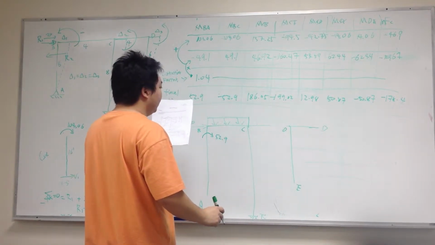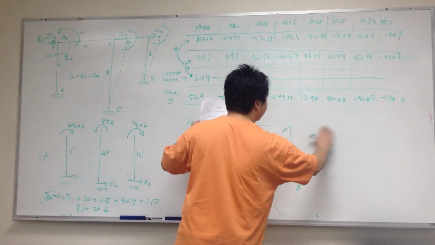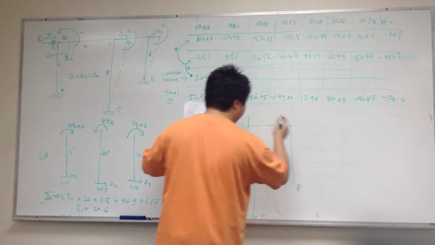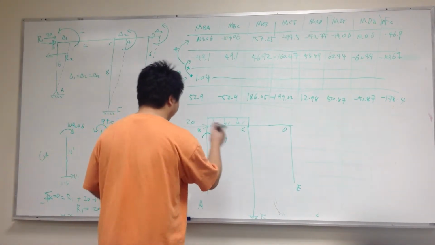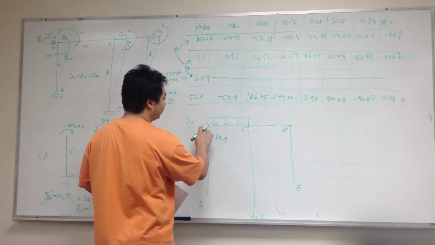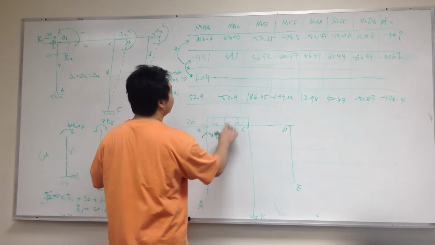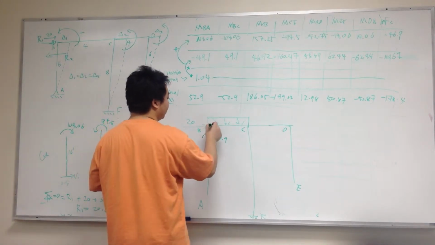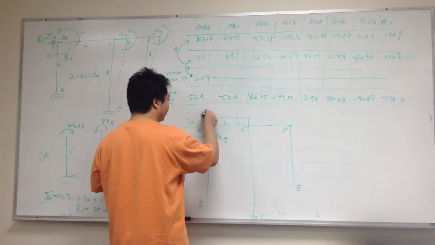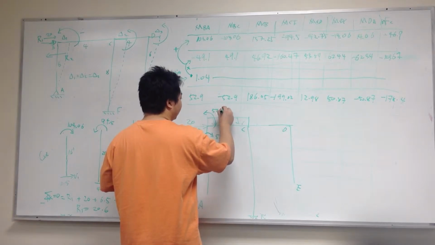A, B, C, D, E, F, A, yeah, sorry, like this. And for BC is negative, so it's counterclockwise. Counterclockwise is going this way, so it's like this. 52.9.